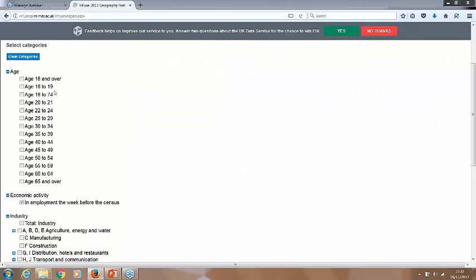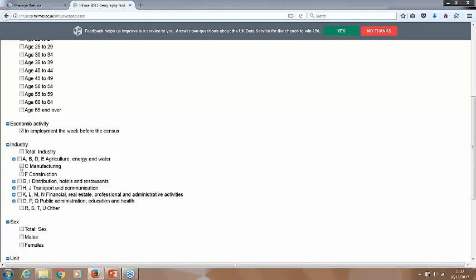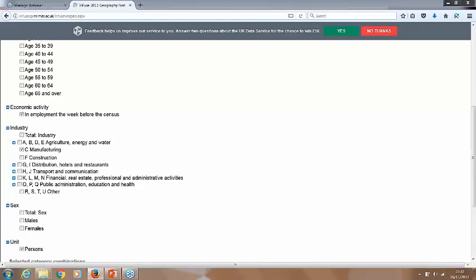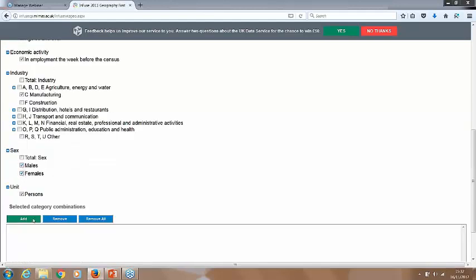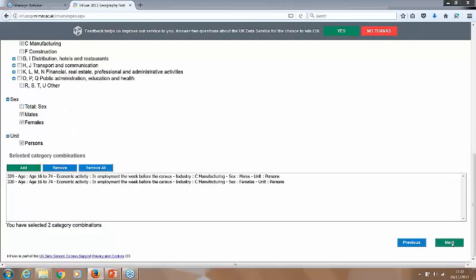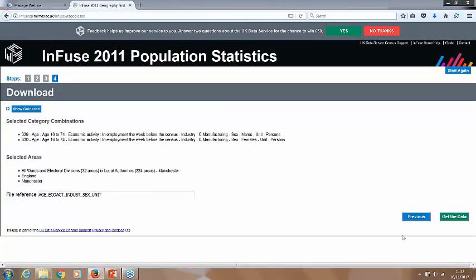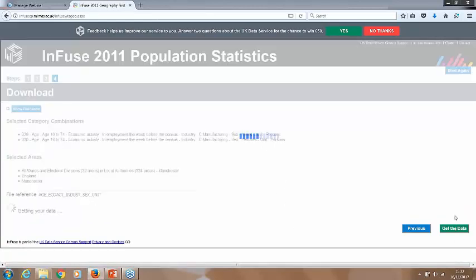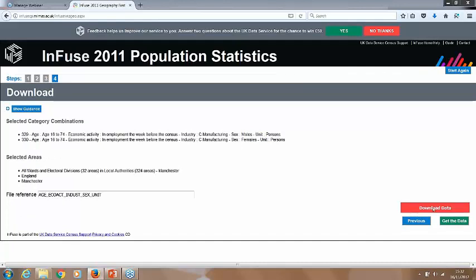And now you have the opportunity to pick as few of these categories as you want. I'm just going to go for age 16 to 74, manufacturing industry, males, females, and click Add. Definition there. Click Next again. Summary, click get data, and download.